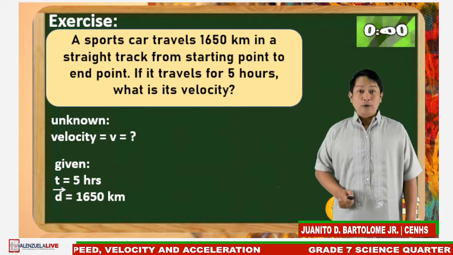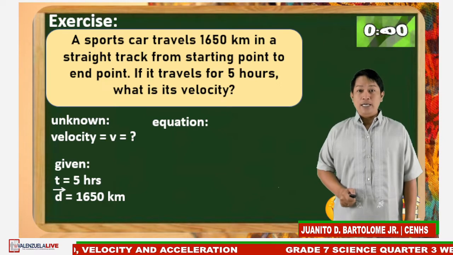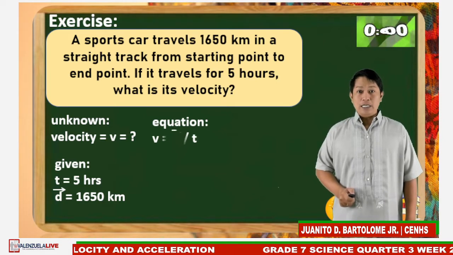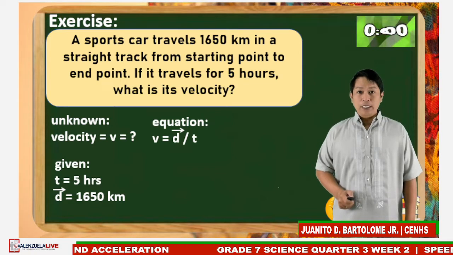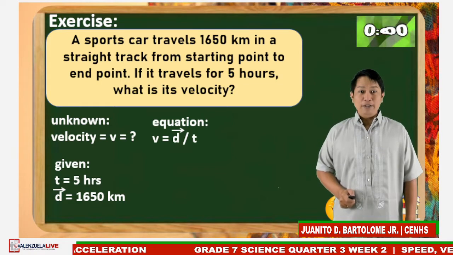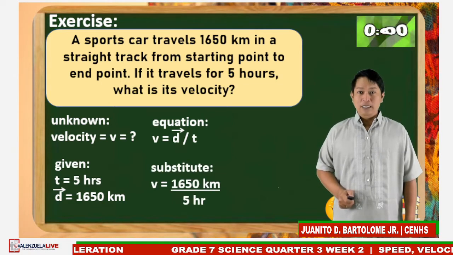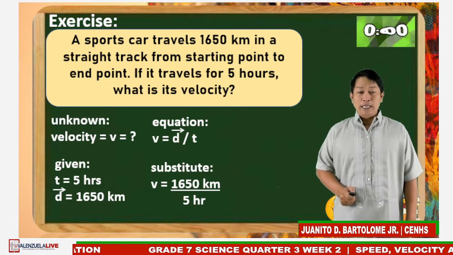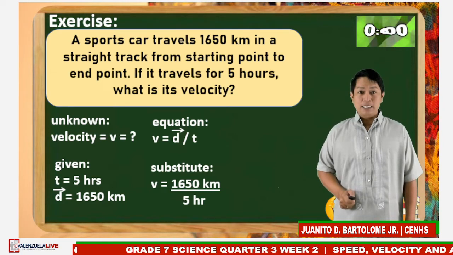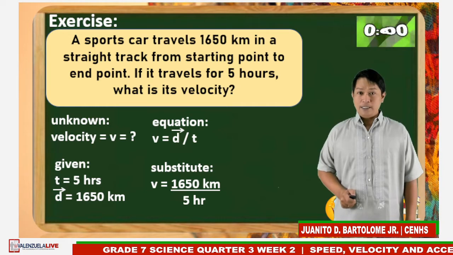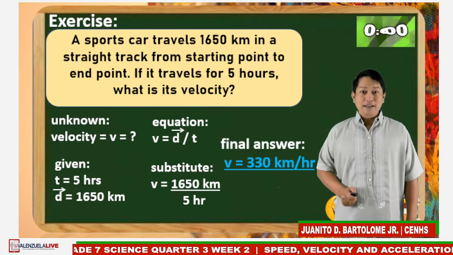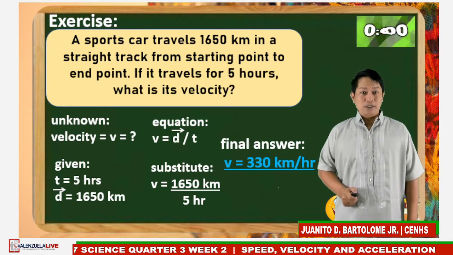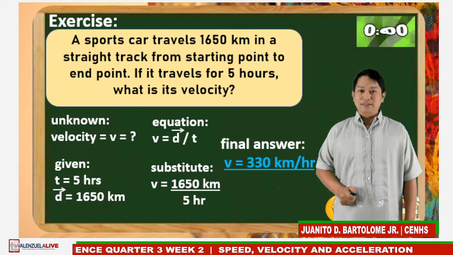Third, we need to identify the equation to solve for the unknown. Velocity is equal to displacement divided by time. Fourth, we need to substitute the given quantities in the equation. Velocity is equal to 1,650 kilometers divided by 5 hours. The answer is 330 kilometers per hour from starting point to end point.